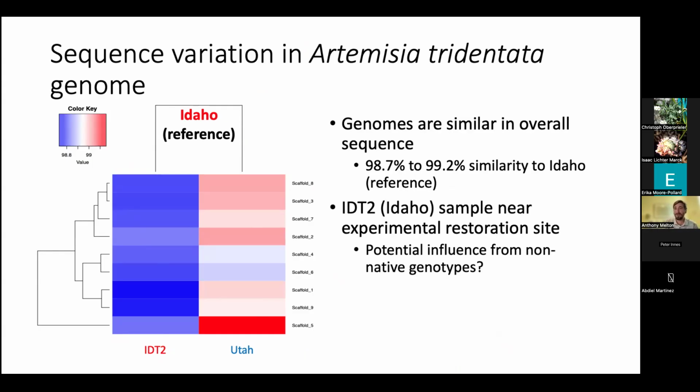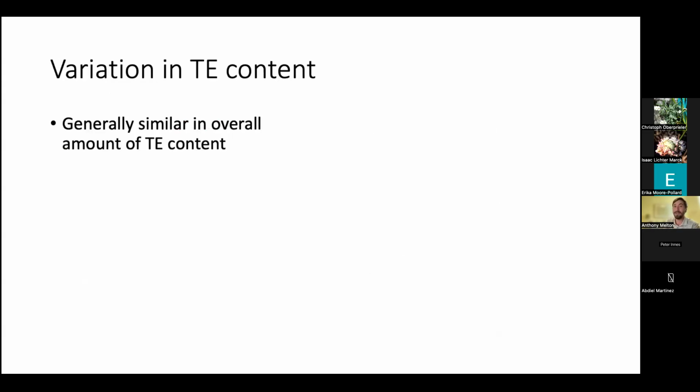And after a bit of digging around, we find that the natural Idaho population is actually really close to an experimental restoration site that's been being used for different sort of reseeding experiments for several decades. So I wonder if there's any potential influence from non-native genotypes. That's something that we'll have to dig into later on. So we don't have a conclusive answer on that at the moment.